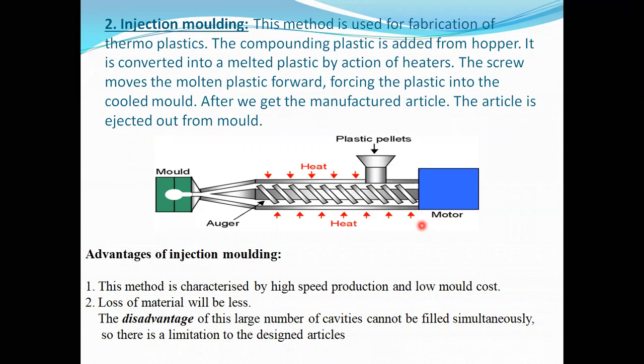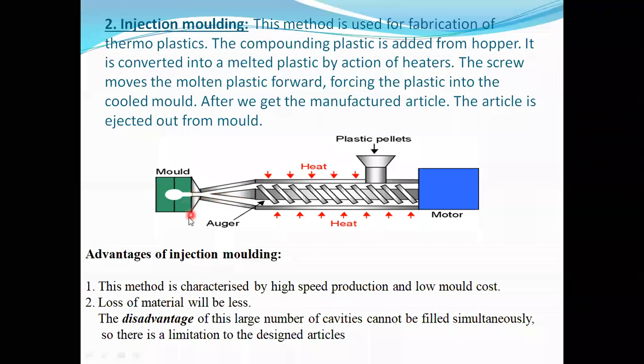Now I would like to apply the screw conveyor motor. I am applying the screw conveyor motor. When we apply the screw conveyor motor, the liquid plastic is gradually injected into the mold. Now it is known as the liquid plastic. And this liquid plastic is gradually injected into the mold.